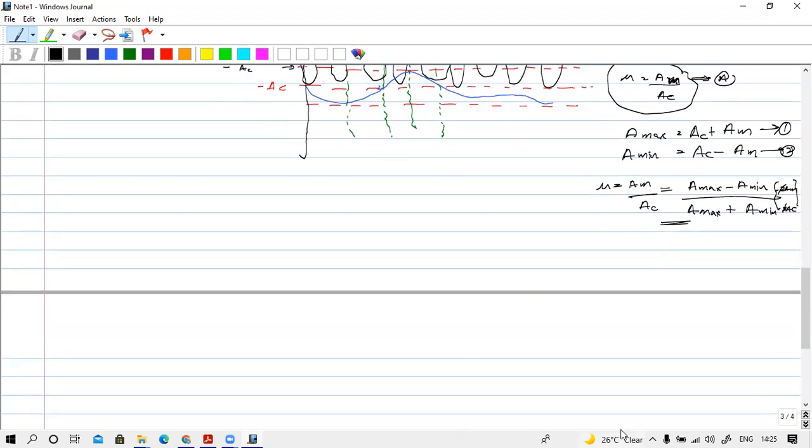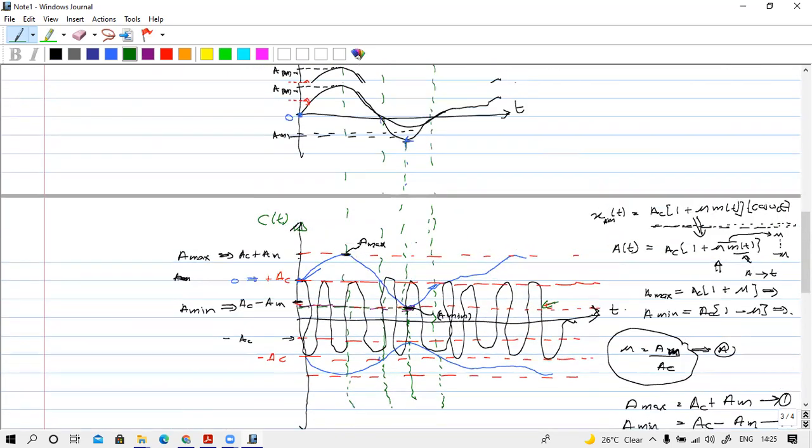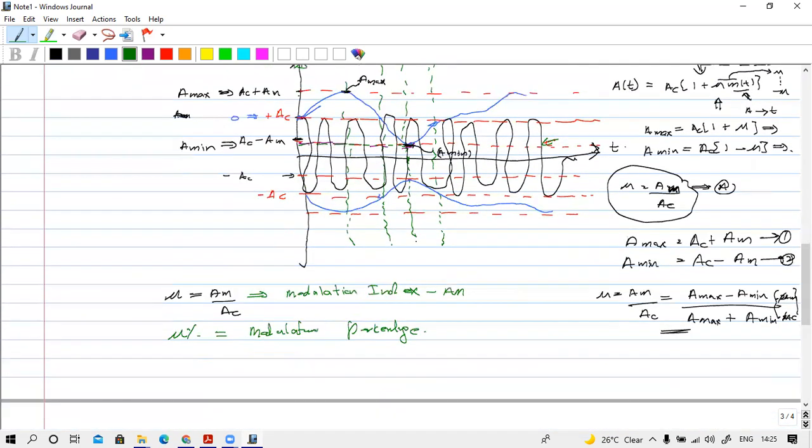Another important thing is this mu, A_M by A_C. This is defined as the modulation index of the AM signal. If we express this mu as a percentage, it is called the modulation percentage. We will see this also.